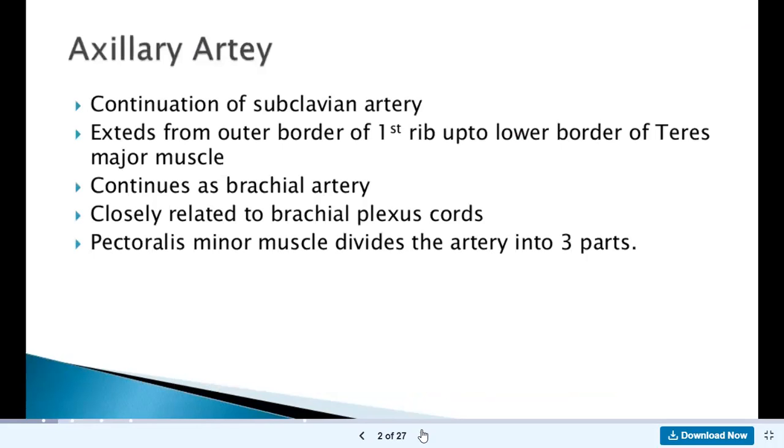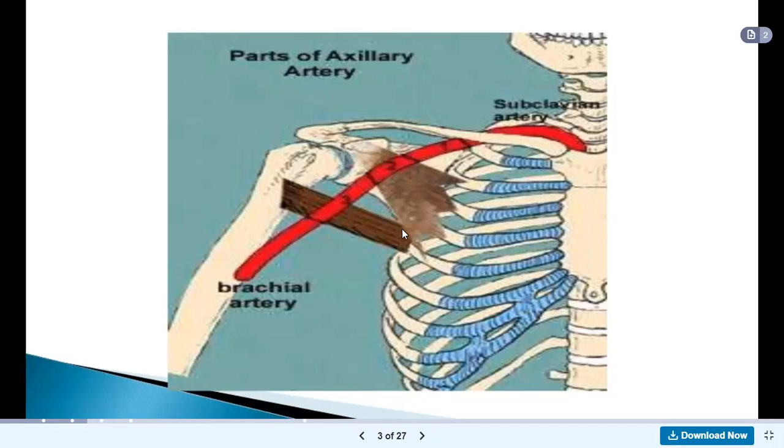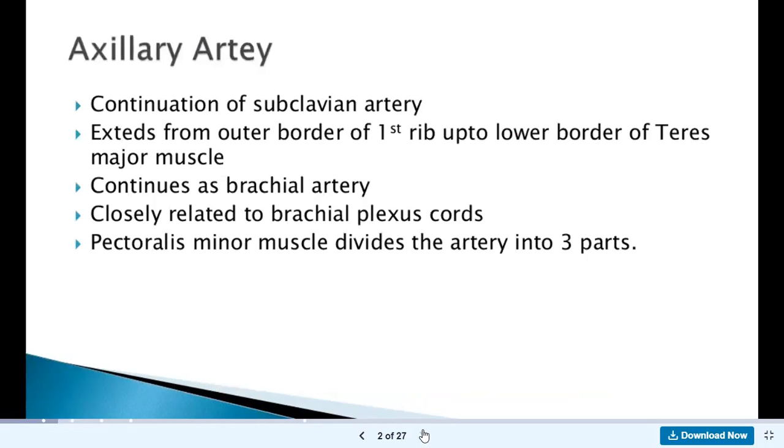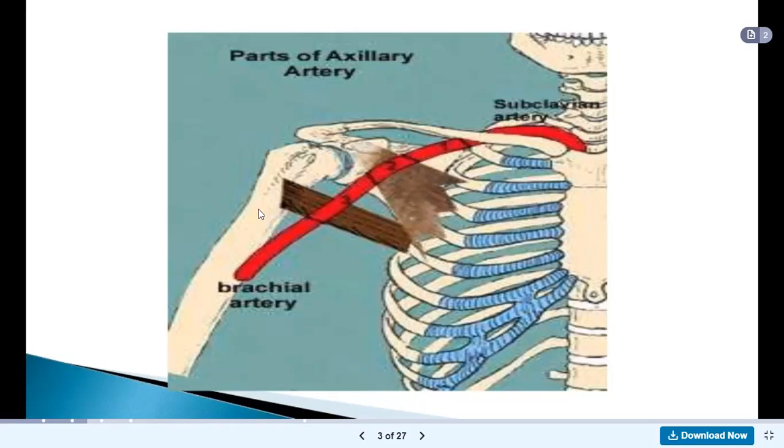So here you will find the pectoralis minor muscle, this pectoralis minor muscle that divides the artery into the first part, which is between the first rib and the upper border of pectoralis minor. Then the second part is running posterior to the pectoralis minor muscle. And then the third part is between the lower border of pectoralis minor and the upper border of teres major muscle. Now, we're going to see these three parts. And then once it crosses the teres major muscle, it becomes what we call the brachial artery. So this is the course of the axillary artery.